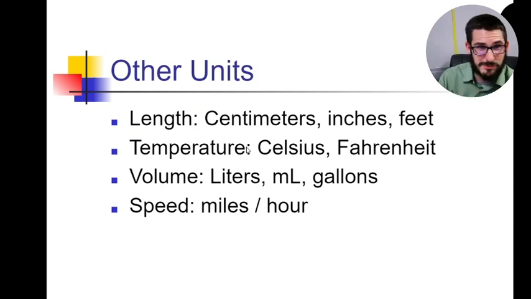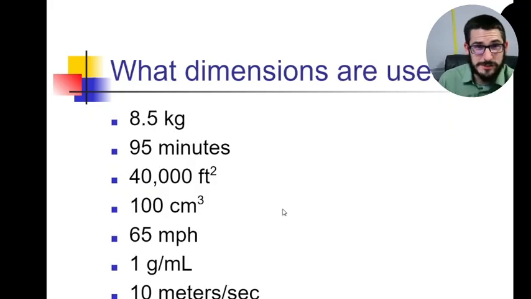Next, we've got some other units, so things like centimeters, inches, and feet. Those are all for length, just not the SI units for them. And then temperature is Celsius, Fahrenheit, and like you saw earlier, that is going to be connected to Kelvin, which we'll talk about later in the video. Volume, liters, milliliters, and gallons, and then speed is going to be miles per hour.